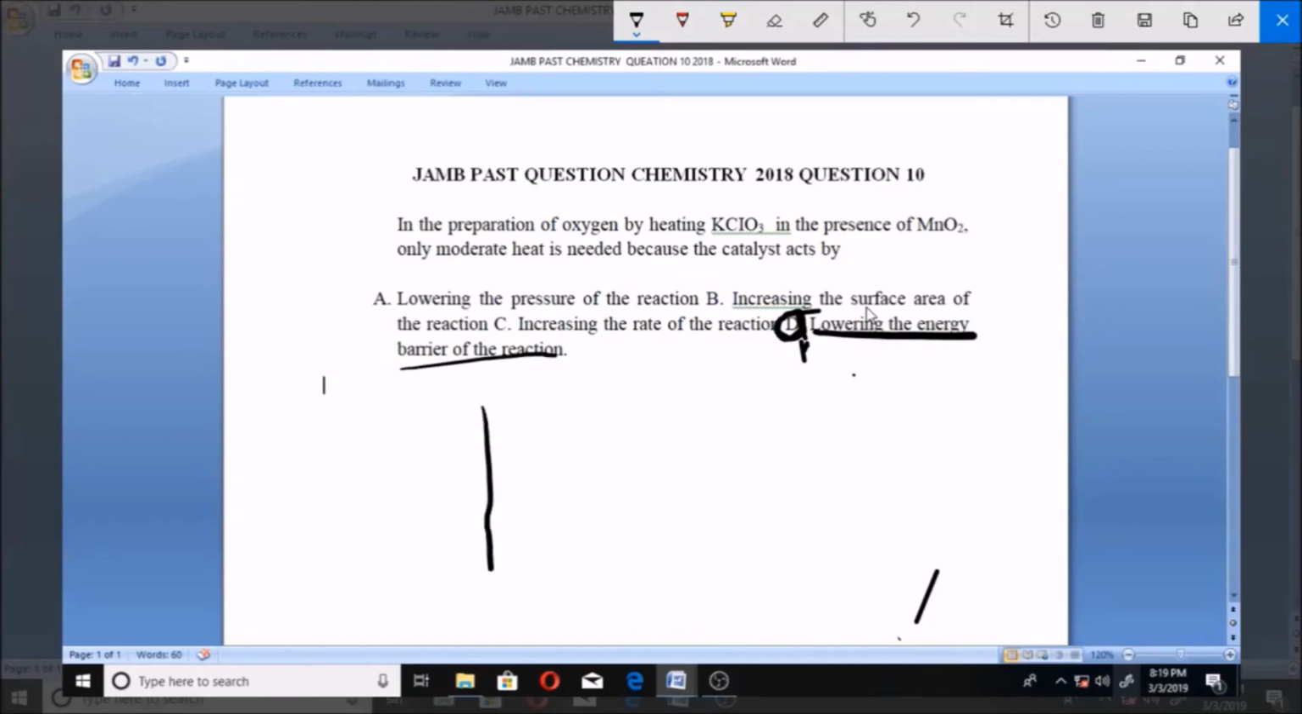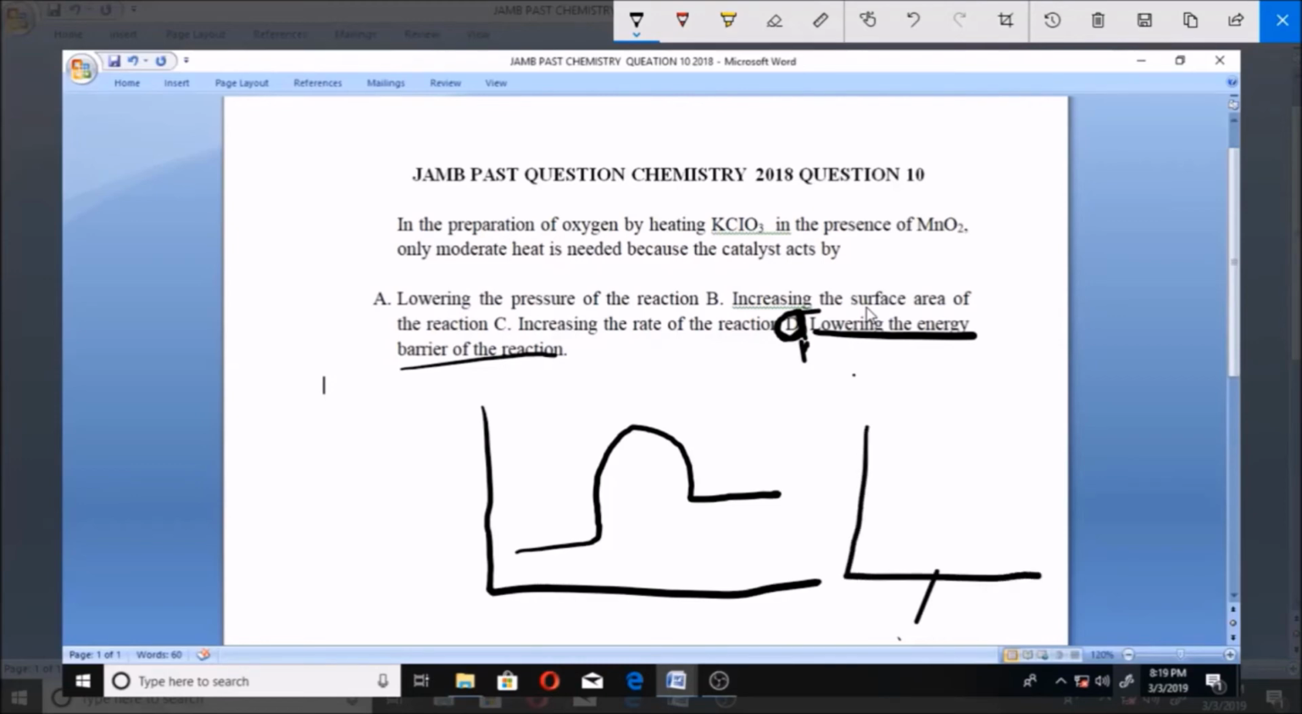So you have a reaction, a normal reaction that would have gone like this. So you now have it to go like this. So the energy barrier is reduced. This height is reduced to this height. So that's what happens. That is the effect of a catalyst.